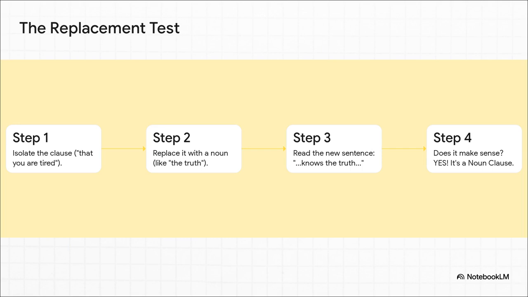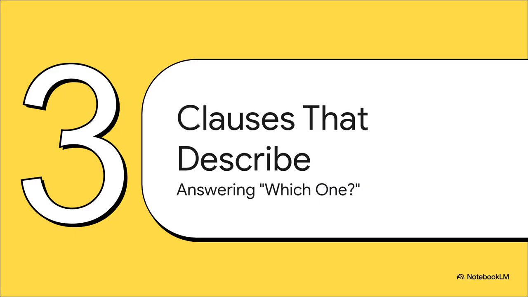Now I'm going to let you in on a brilliant little trick to make sure you found one. It's the replacement test. Just take that clause you think is a noun clause and swap it out with a simple noun, something like the secret or the truth. If the sentence still works, the teacher knows the truth, bingo! You have definitely found yourself a noun clause. Okay, puzzle piece number 1 is locked in. Let's find the next one.